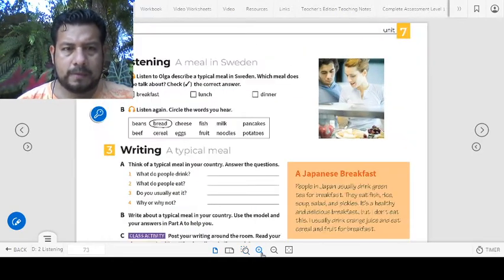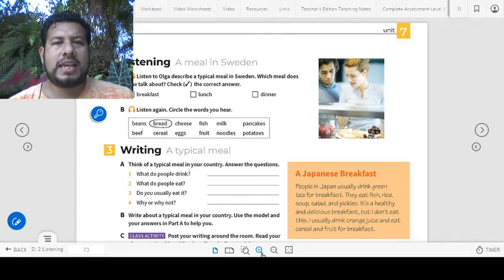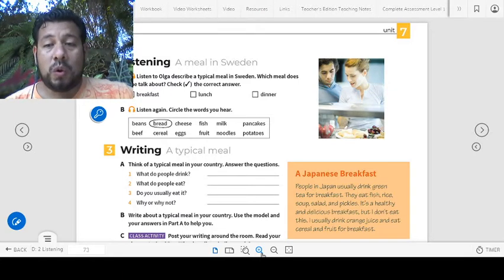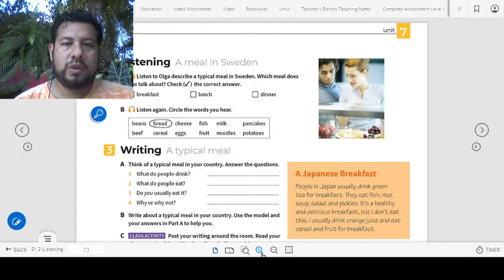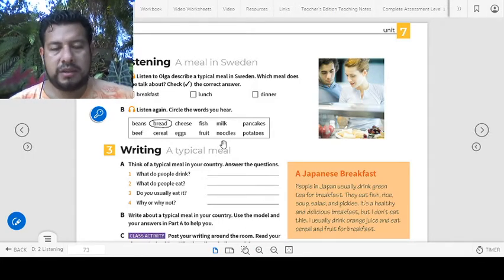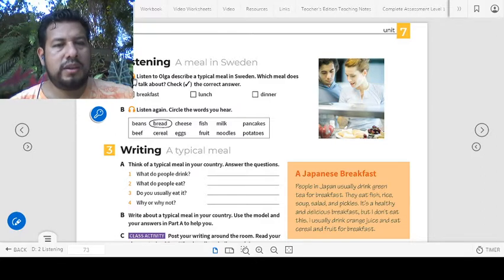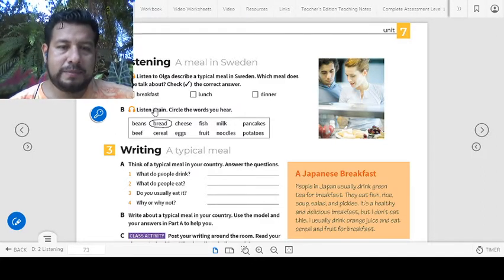So, we have a listening, a meal in Sweden, una comida en Suecia. Listen to Olga describe a typical meal in Sweden, and which meal does she talk about? Check the correct answer. Tenemos un desayuno, una comida o una cena. ¿De qué tipo de comida está hablando ella? Escuchamos y contestamos. El mismo audio va a ser para la parte B.